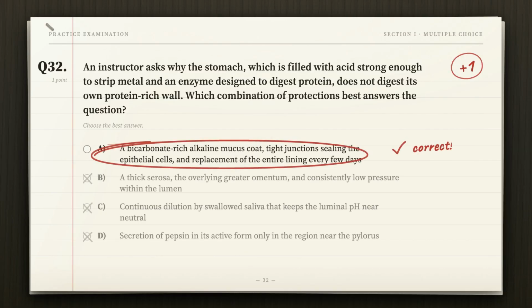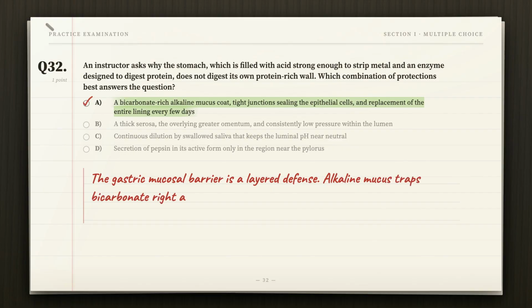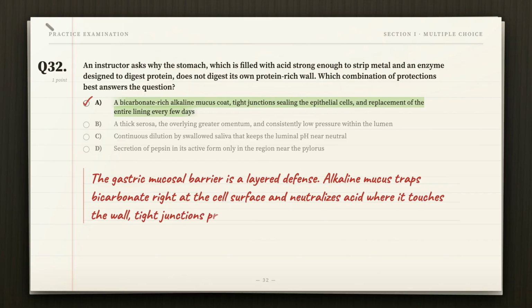The correct answer is A. A bicarbonate-rich alkaline mucus coat, tight junctions sealing the epithelial cells, and replacement of the entire lining every few days. A is correct because the gastric mucosal barrier is a layered defense. Alkaline mucus traps bicarbonate right at the cell surface and neutralizes acid where it touches the wall. Tight junctions prevent juice from seeping between cells into deeper tissue. And the epithelium is completely renewed every 3 to 6 days, so damaged cells are discarded before they fail.